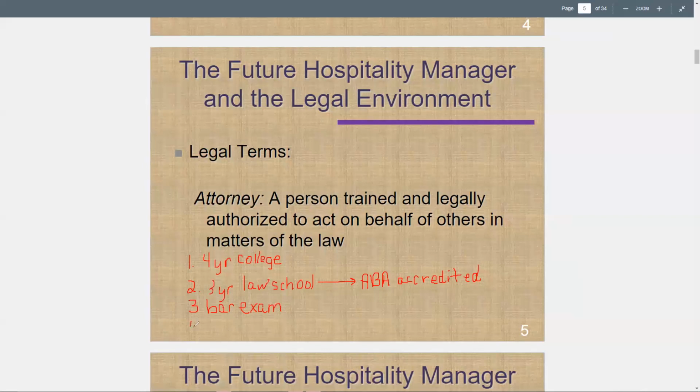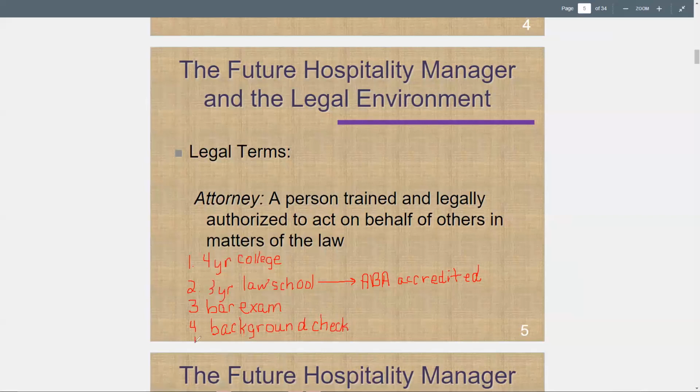A fourth part is that the person has to pass a background test. This is looking at the person's character. Has the person committed crimes, had a problem with drug or alcohol abuse, or other perhaps ethical lapses, things along those lines that the bar will look into before the bar decides whether to allow this person to join.